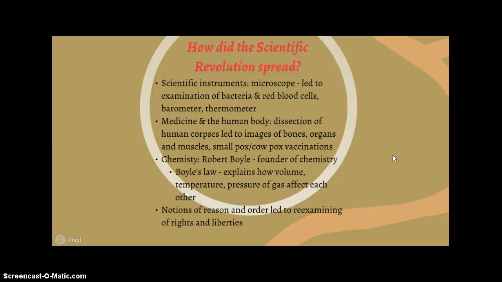In chemistry, Robert Boyle, who's known as the founder of chemistry, came up with a theory known as Boyle's Law, which explains how volume, temperature, and pressure of gas all affect each other. These notions of reason and order led to a re-examining of rights and liberties, which is a very important aspect of the scientific revolution that you need to understand, is that these new inventions changed the way people thought about the natural world, and also changed the way people thought about things like liberty, human rights, and so forth.